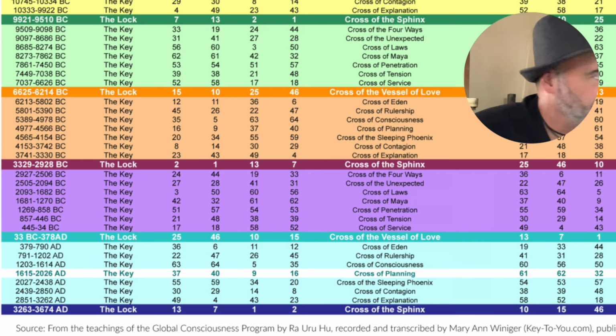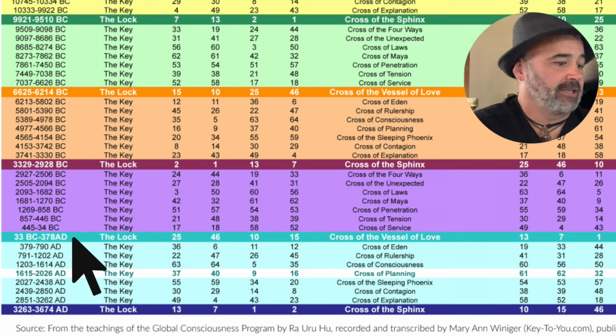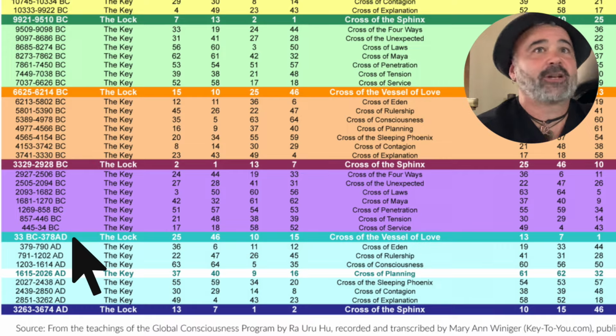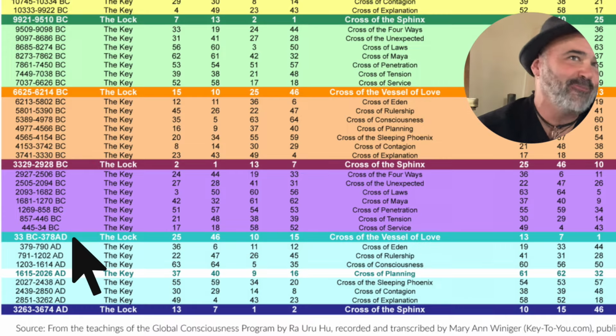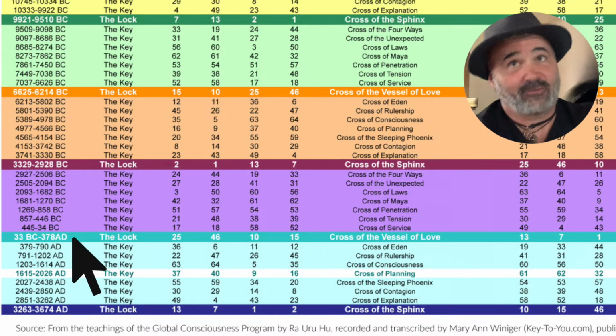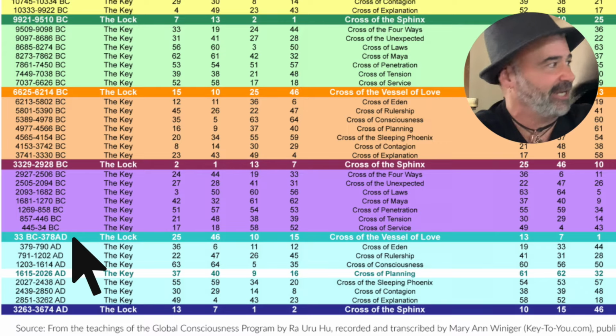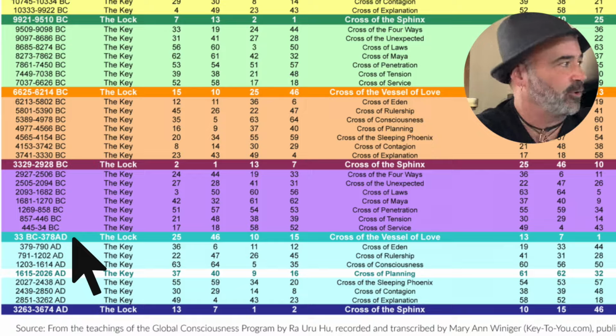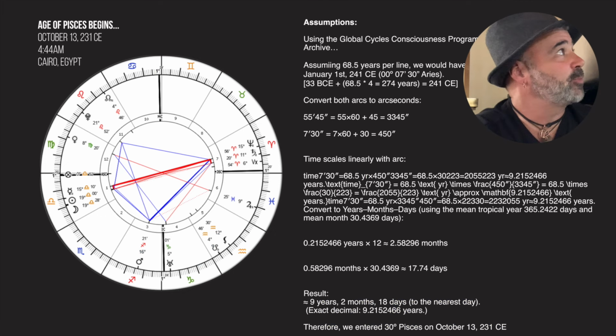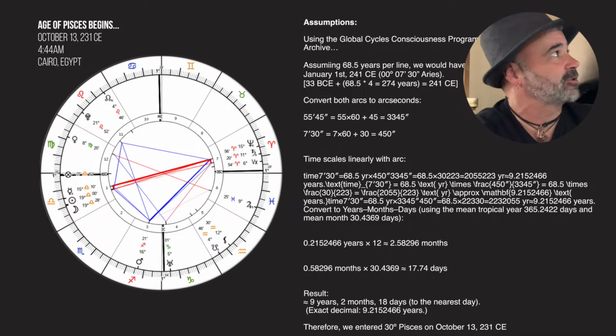But again, this is such a profound point for me. In the history of our civilization, we literally changed our calendar to line up with this, albeit 1,500 years later, we're like, yep, that was 0. Starting the clock's over, everyone changed. But there's something profound about this point, I think. Super nerdy, if you want to know when we went into the age of Pisces, it was October 13th, 231 Common Era at 4:44 a.m. in Cairo.